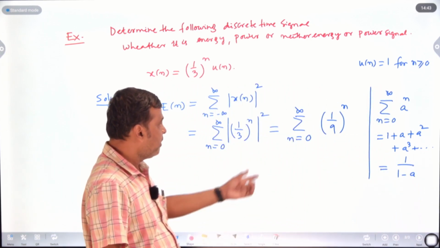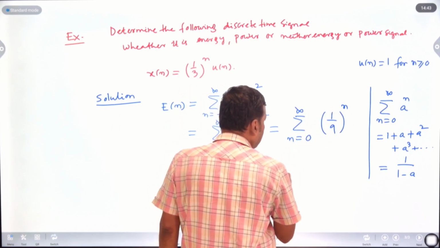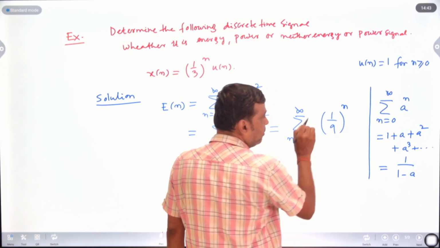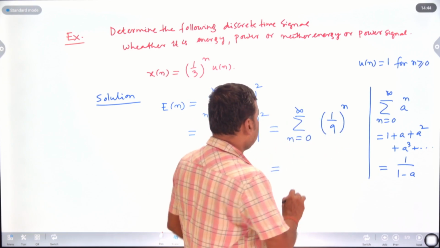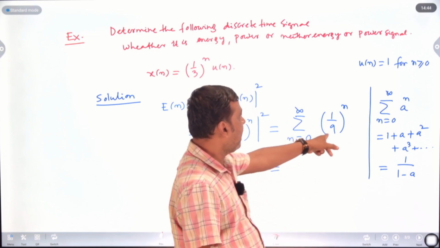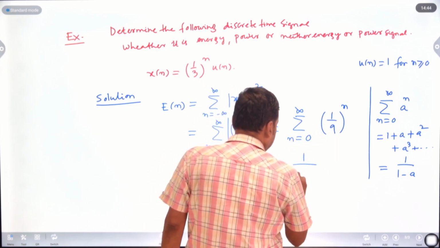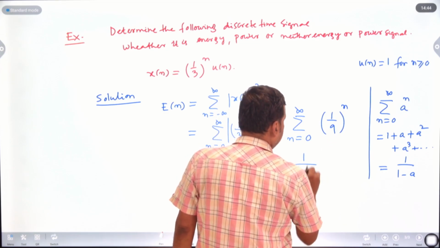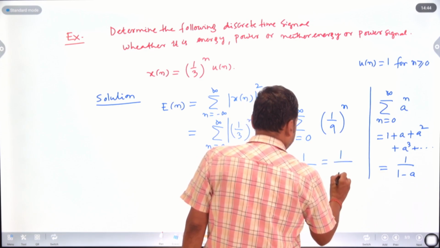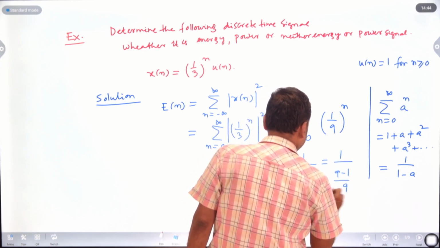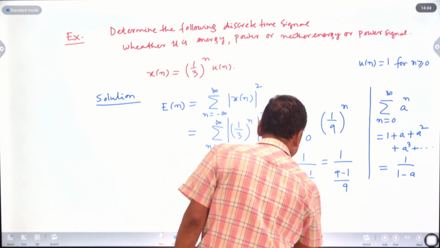So for n equal to 0 to infinity of (1/9) to the power n, this value will now be 1 by 1 minus a, where a is nothing but 1 by 9. So I can write 1 by 1 minus a, a is 1 by 9, and this value is 1 by (1 minus 1/9). And this is nothing but 9 by 8.